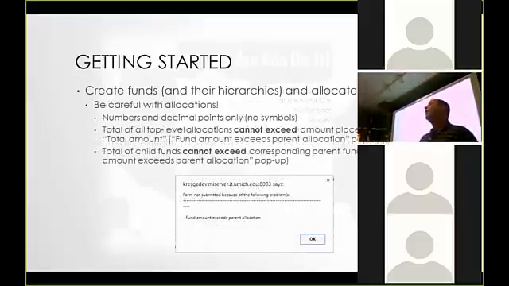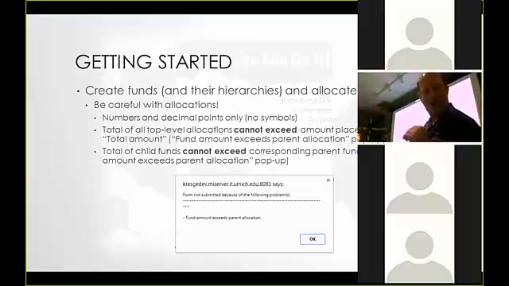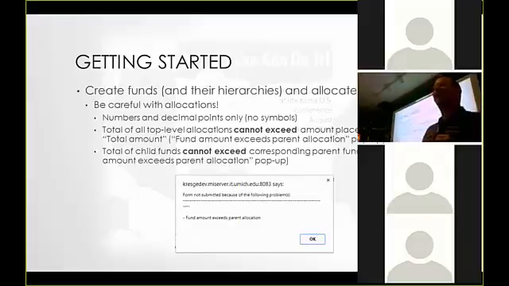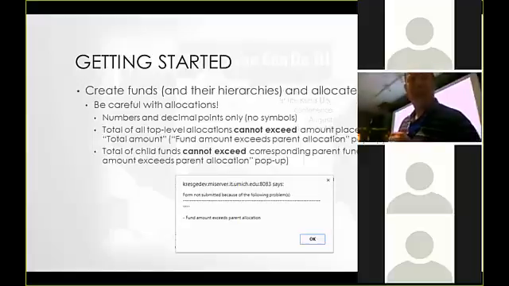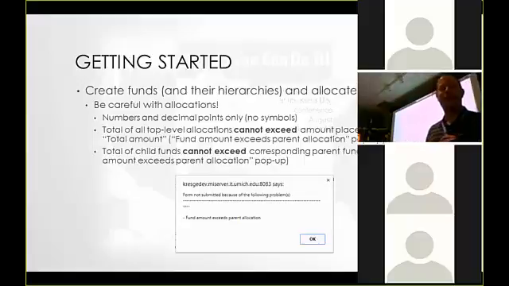Be careful with allocations. You can enter allocations as you are creating the funds. Note that you can only use numbers and decimal points in the box where you insert funding. And so the two important things: the total of all top level allocations cannot exceed the budget total amount. That is to say the amount you budgeted when you were creating or modifying that budget. Attempting to do so will give you a nasty pop-up that says fund amount exceeds parent allocation.